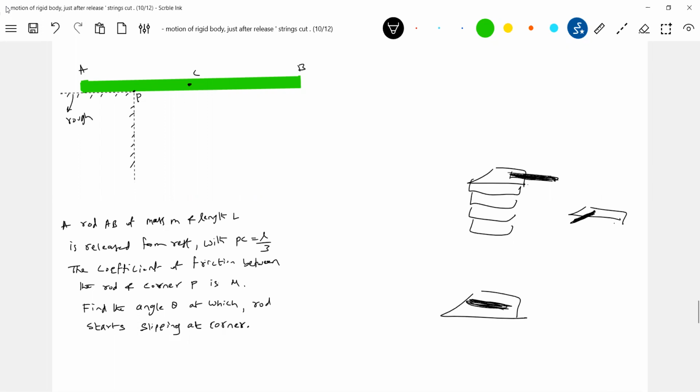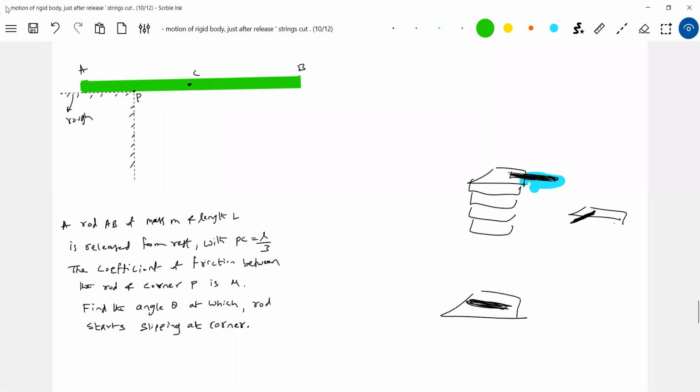So this is called an offset. Some length should be projected outside. Then it will tip, no? It will fall. So when it is falling, how does it actually happen here? There is a coefficient of friction between the rod and the corner, the edge. It will start tilting. That coefficient of friction is mu. So, using mu and theta, they find the angle theta at which the rod starts slipping at the corner. So first, what will happen?